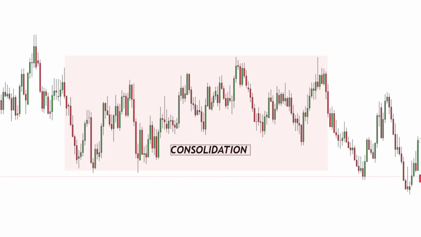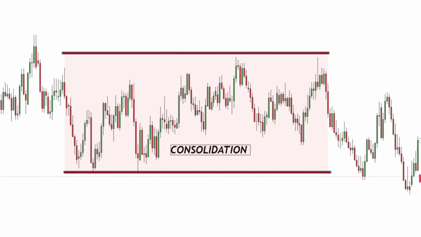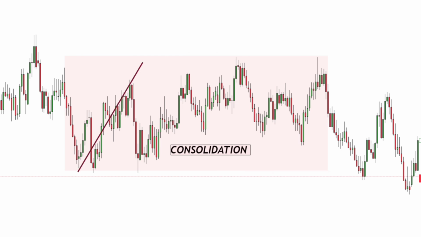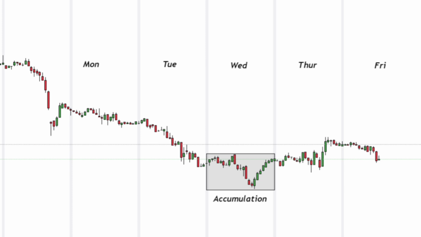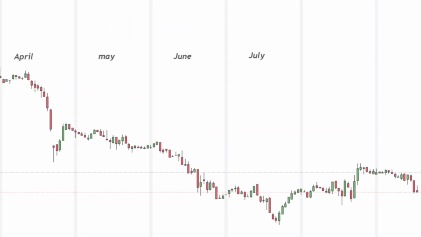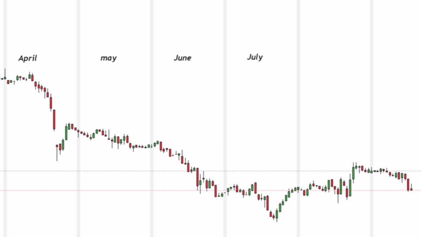So the cleanest definition of accumulation is a phase of consolidation. A day, a week, or a month of consolidation is a sign of accumulation. Wait, you need period separators to see this clearly. If we apply these on our charts, 1 hour time frame segments days, 4 hour time frame segments weeks, and daily time frame segments month.